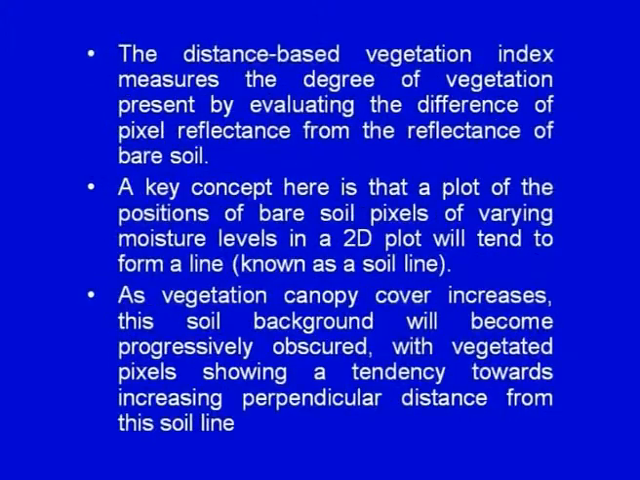The distance based vegetation indices measure the degree of vegetation present by evaluating the difference of pixel reflectance from the reflectance of the bare soil. A key concept here is that a plot of the positions of the bare soil pixels of varying moisture levels in a 2D plot will tend to form a line known as the soil line. As vegetation canopy cover increases, the soil background becomes progressively obscured, with vegetation pixels showing a tendency towards increasing perpendicular distance from this soil line.